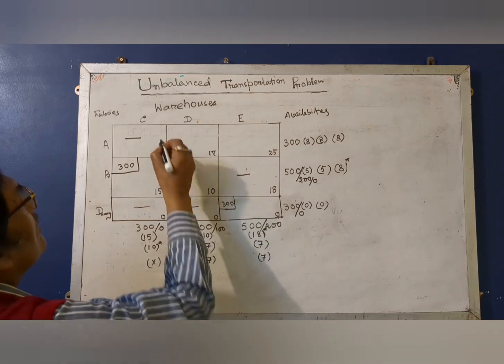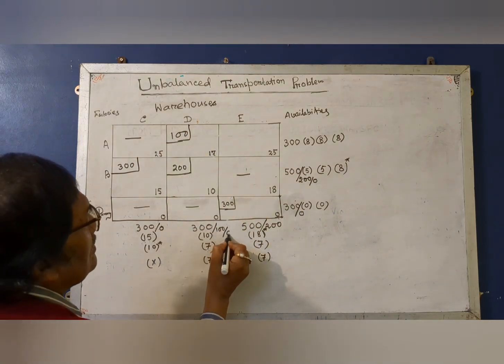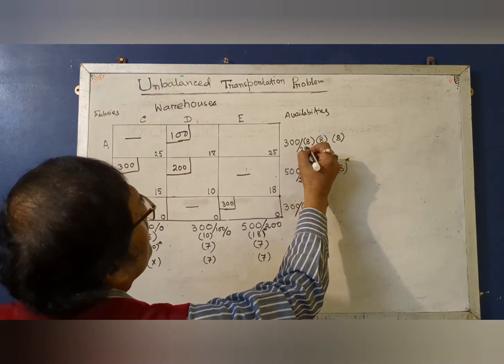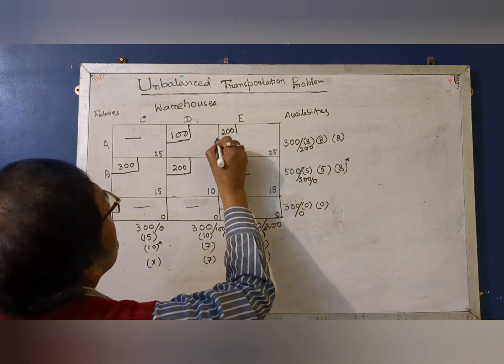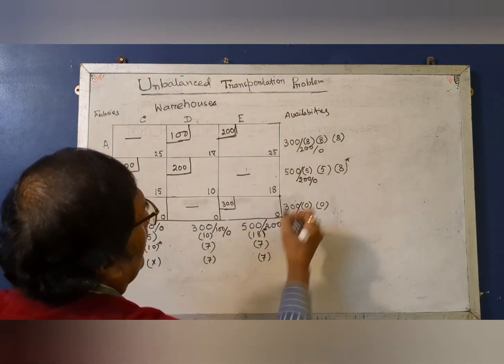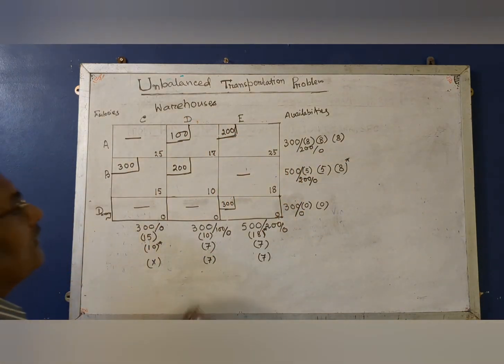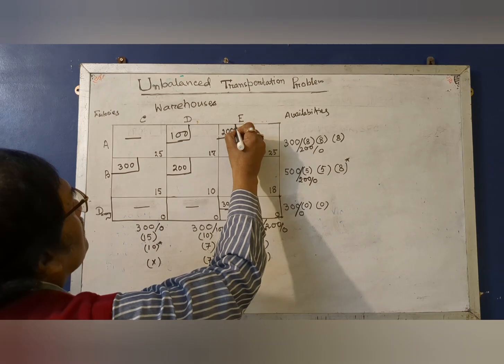First I am putting the 100 units. You can find the difference or do the same thing. 0 and here 200, and the last one is 200. That is in this way. Okay, 200, 0 and 0. That is, the entire available amount has been shifted to the warehouses, godowns, in this way. And this is the basic feasible solution.